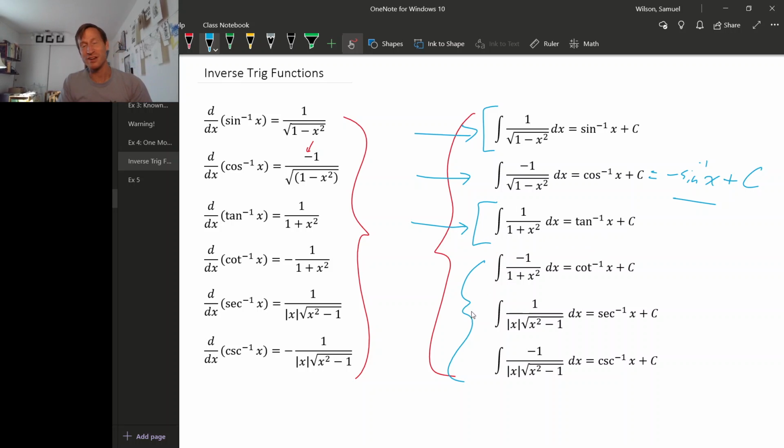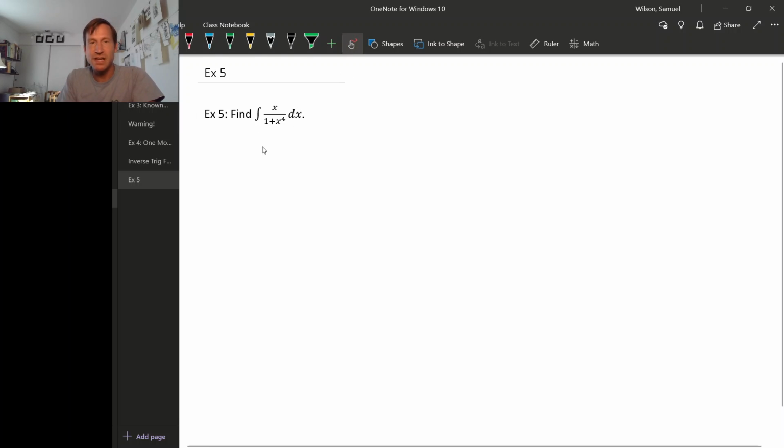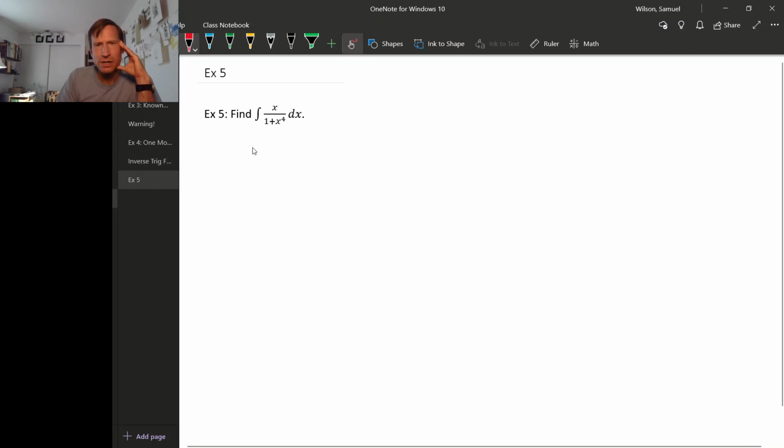So let's look at one more example involving these guys. Let's find the indefinite integral of x over 1 plus x to the 4th dx. Now, first of all, this doesn't match any of those inverse trig integrals right off the bat. So you might think, well, what else could we do? You might think, well, let's look at this denominator here.